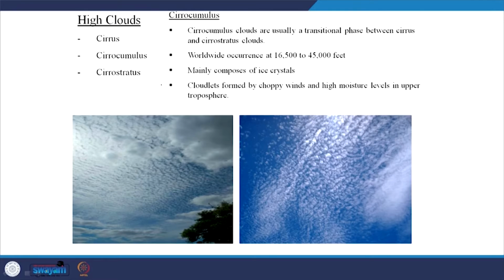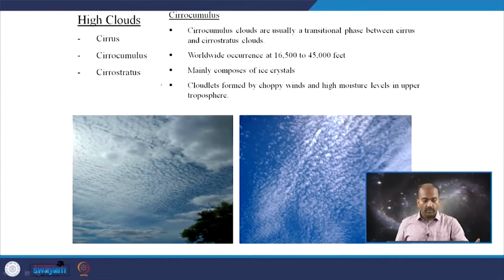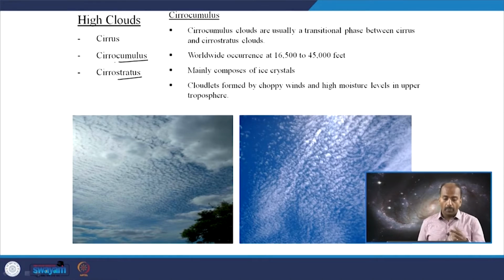Then, based on the height, the third altitude or level is high clouds, which are found at very high altitudes, above let's say 15,000 or 16,000 feet. There are three different types of clouds which can be seen at these heights. They are cirrus, cirrocumulus, and cirrostratus. In the primary classification we have seen how these names mean a particular type of cloud.